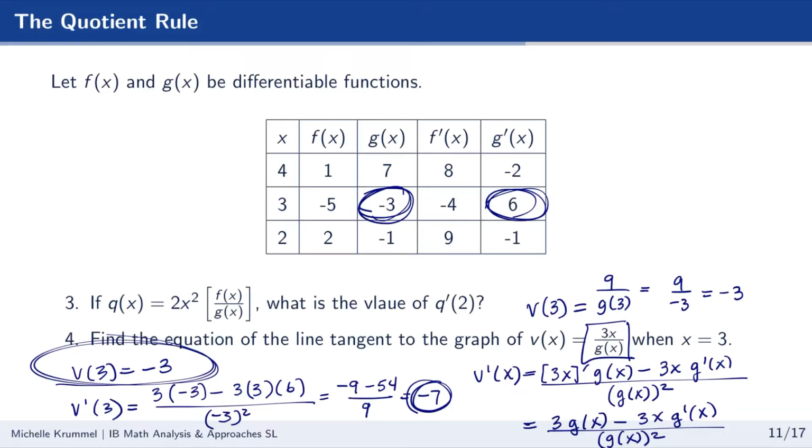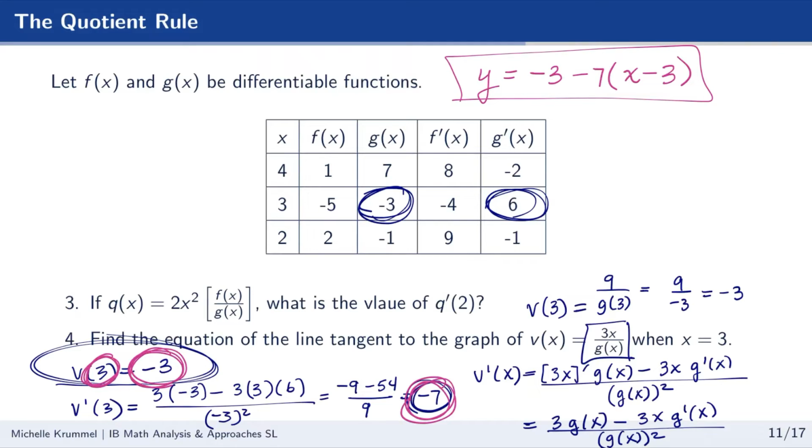Now to write our tangent line equation, just come up here. y equals the y value, -3, plus the slope, which is here, -7, times x minus the x coordinate, which is right here. So y equals -3 minus 7 times x minus 3.